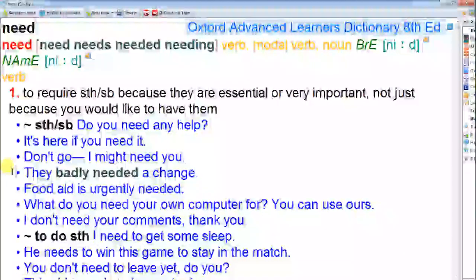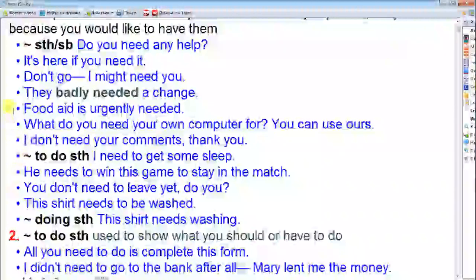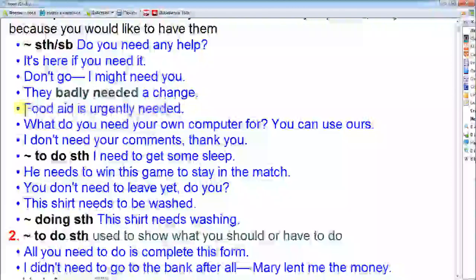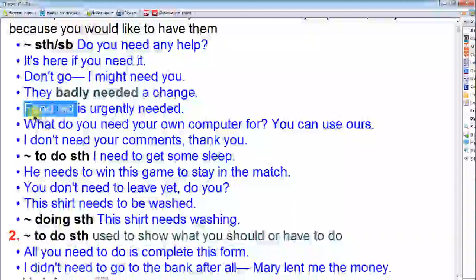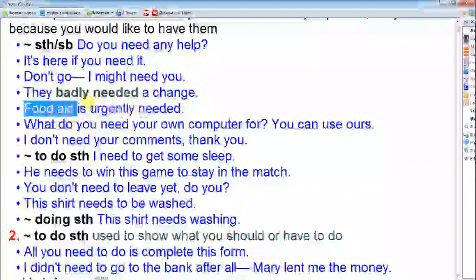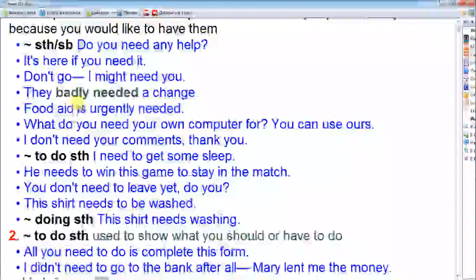Sir, food aid is urgently needed. What's food aid? Food aid is urgently needed. Do you remember passive voice? Have you talked about passive voice? No, we haven't talked about passive voice.